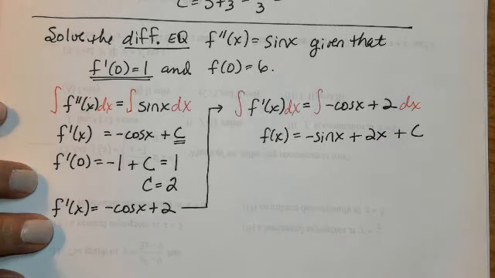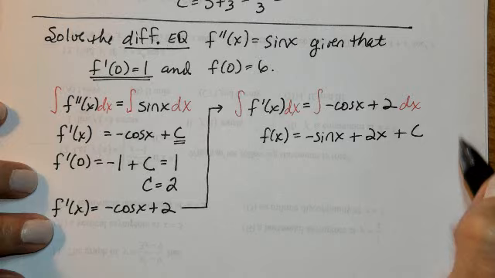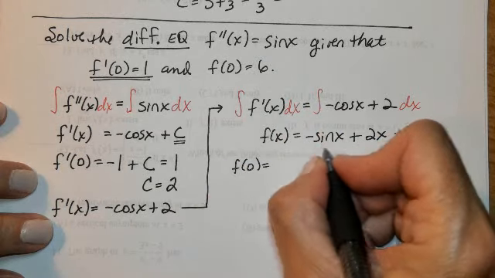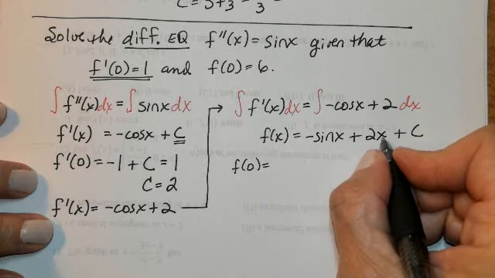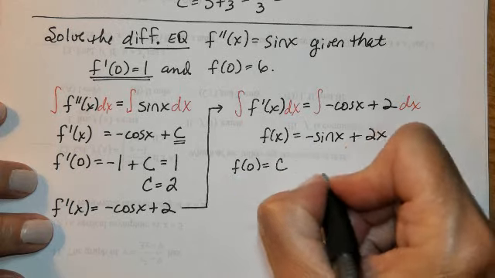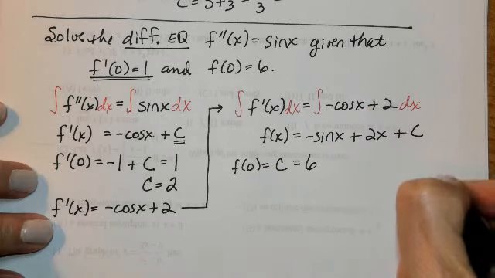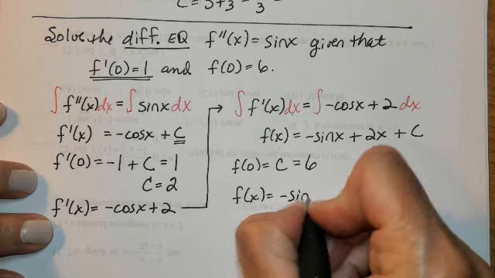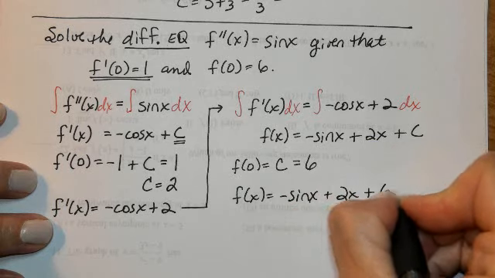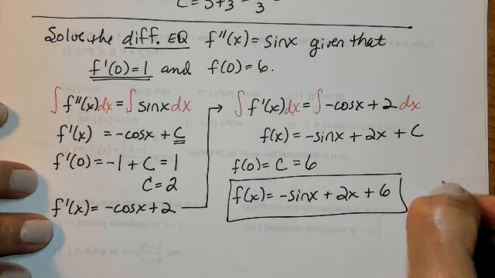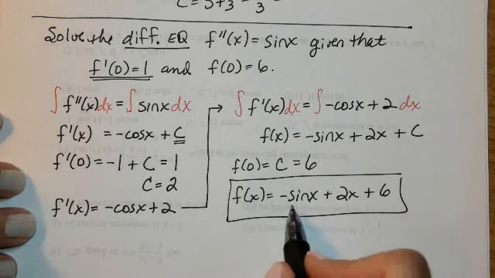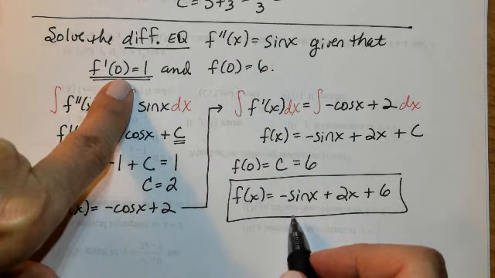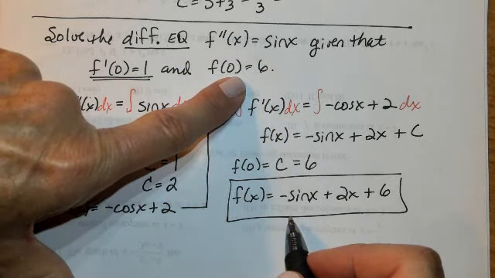And now the last thing we have to do is find this constant c. So f of 0: sine of 0 is 0, 2 times 0 is 0, so this ends up just being c, and I know that has to be 6, so c has to be 6. So our function is negative sine x plus 2x plus 6. This function has second derivative sine x, f prime of 0 is 1, and f of 0 is 6.